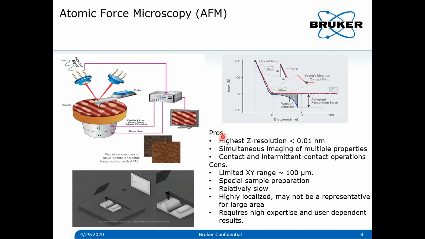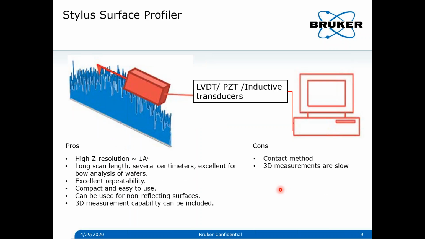The pros here are the highest Z resolution, such as less than 0.01 nanometer, and simultaneous imaging of multiple properties. And you can do the imaging by contact or non-contact. But there are cons, like you have limited XY range. If your sample requires millimeter range inspection, then this won't be a good idea. And you need special sample preparation and good expertise for operating the AFM.